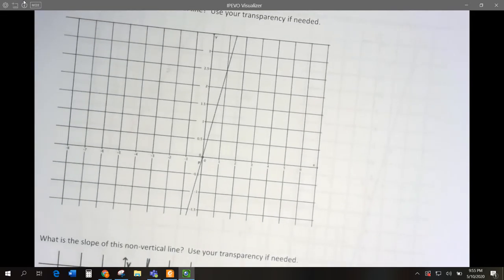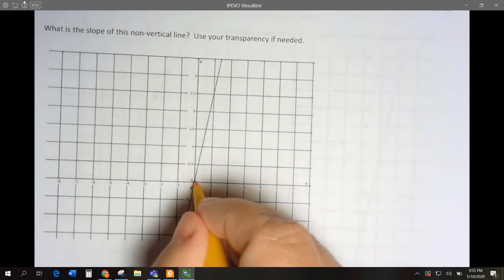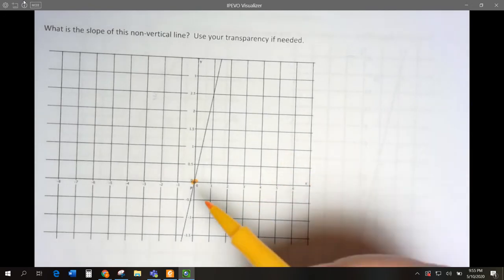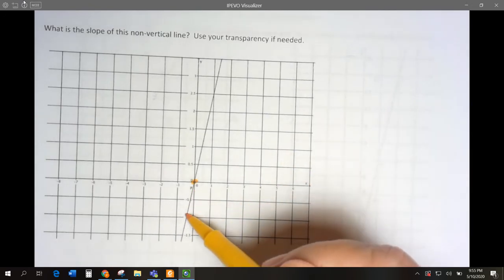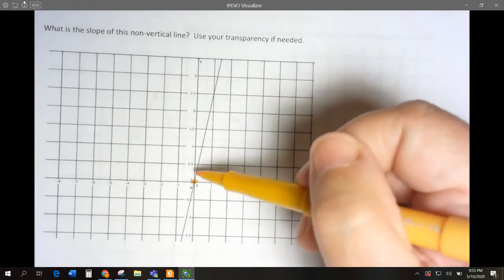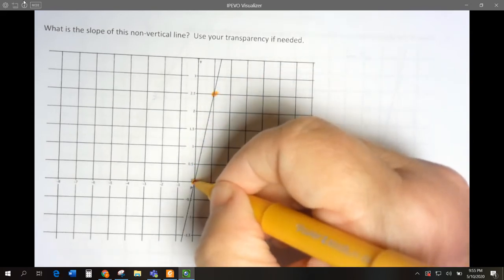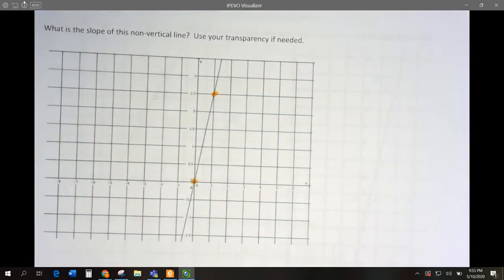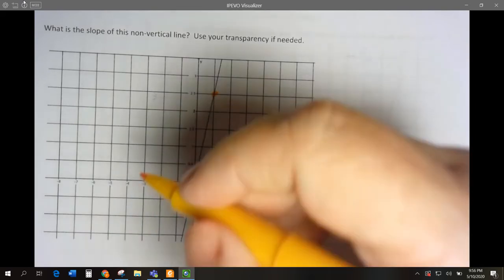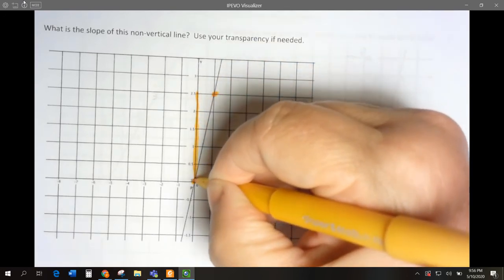Let's go on to number 5. They want to know the slope of this non-vertical line. So let's start with this point. It doesn't look like there's any down here that's at an intersection. So let's keep going up till we find one that's at an intersection. Oh, right here. There we go. So once we have our 2 points, we draw our right triangle with our rise over our run.